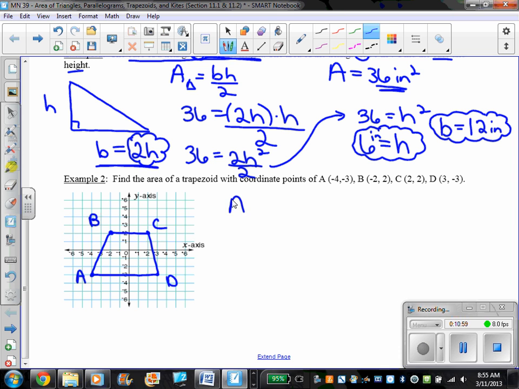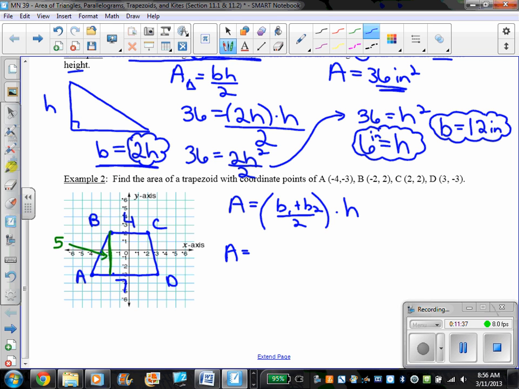Now, in order to find the area, we have to average the bases, so base 1 plus base 2 divided by 2, and then multiply that by the height. So again, base times height. For base 1, I'm going to count here: 1, 2, 3, 4, 5, 6, 7. This length is 7. Up here it's 1, 2, 3, 4. And my height is right here: 1, 2, 3, 4, 5. So that is 5.